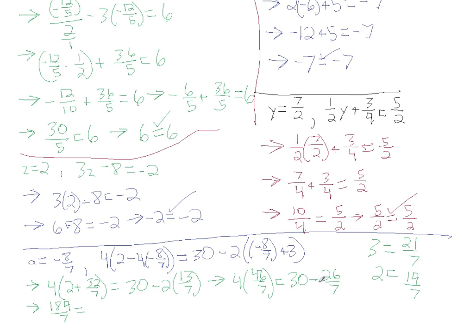Okay, 30 minus 26 over 7, we want to rewrite 30 with a denominator of 7. So 30 is the same as 210 over 7. So we have 210 over 7 minus 26 over 7. So still have 184 over 7 on the other side. 210 minus 26 is 184 over 7. This checks out, which means minus 8 over 7 is indeed the valid solution for the given equation.